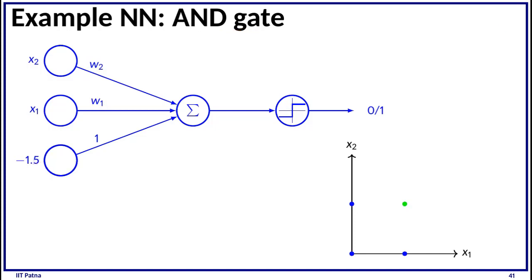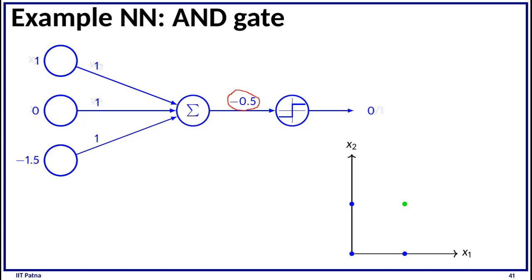So let's take an example. Let us decide for the time being that B is -1.5 and W1 and W2 are 1. Now if somebody provides me an input, say X1 equal to 0 and X2 equal to 1, we do a linear combination of these three values with the appropriate weights. Effectively we get the value -0.5 at this place, and when we apply a thresholding, let's say based on the sign, we say that my output will be 0.